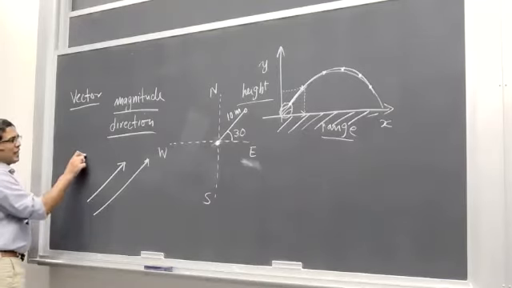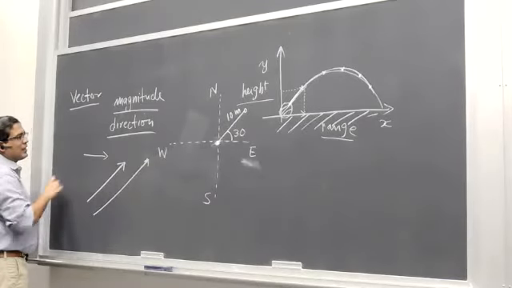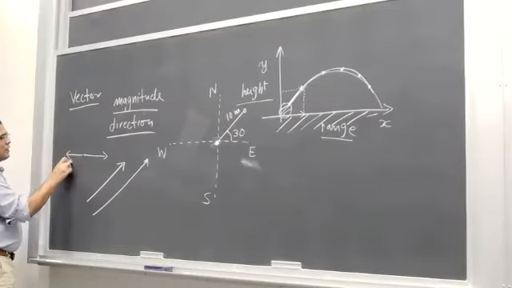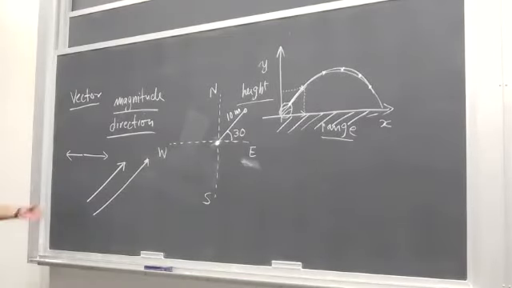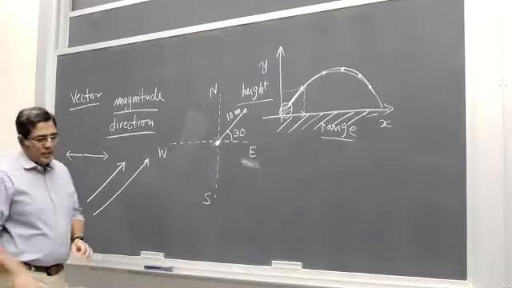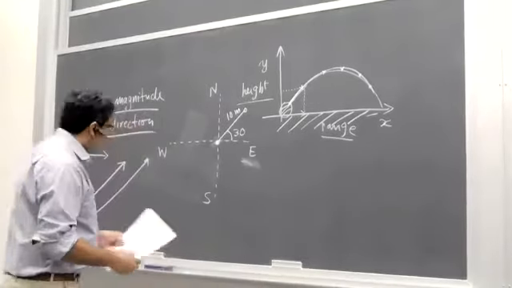For example, if I have a vector that is pointing in this direction and a vector that is pointing in this direction, I can safely say that these two vectors are pointing in the opposite direction. So this is how we pictorially represent a vector.